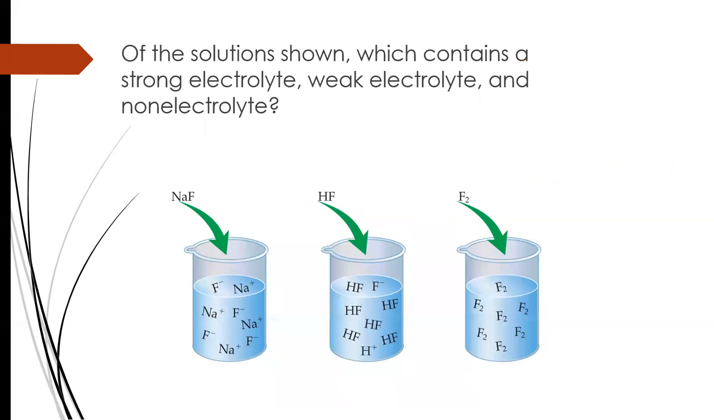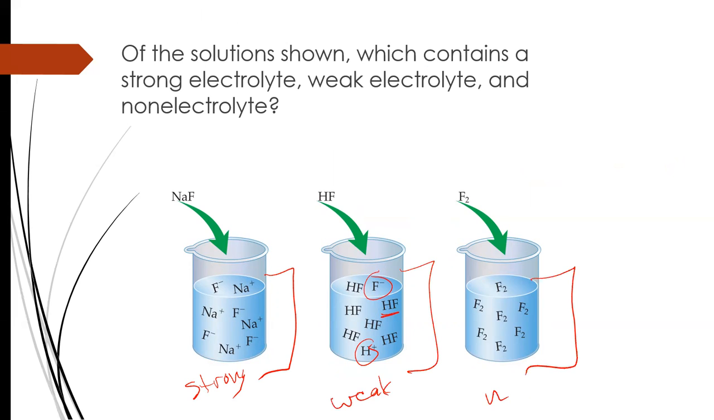So if we're trying to classify things as strong, weak, or non-electrolytes, we're looking at what they do inside of that solution. How do they break apart? If they completely break apart, so we only have ions left over, then that makes it a strong electrolyte. If we have a mixture of some ions, but also some of them all together, then that would be a weak electrolyte. And if we have no ions inside, then this one would be a non-electrolyte.